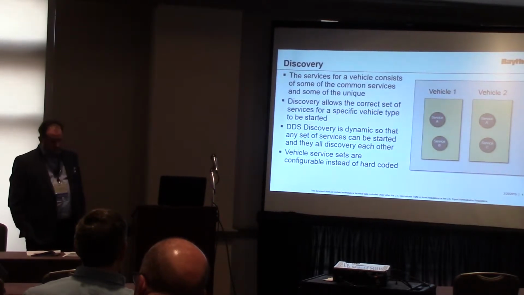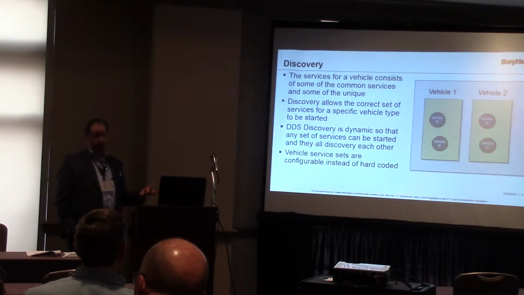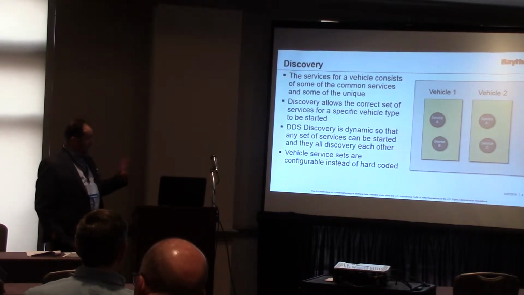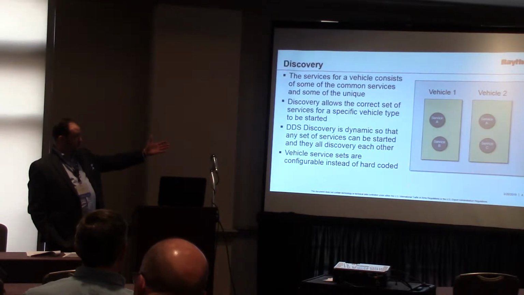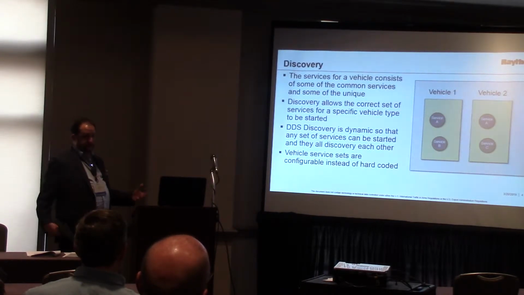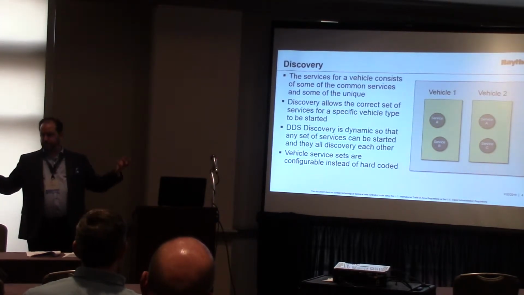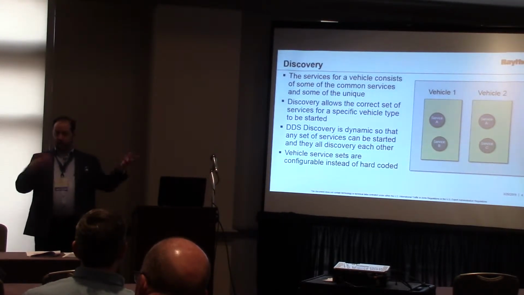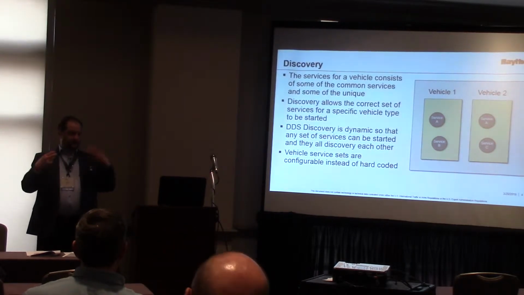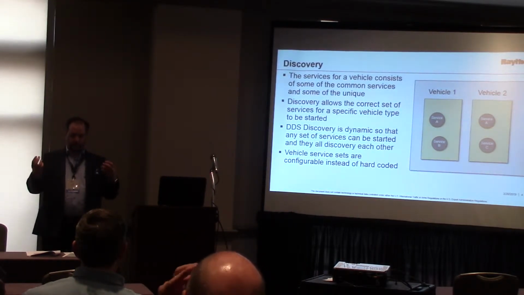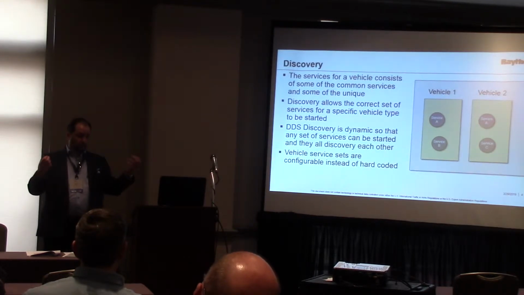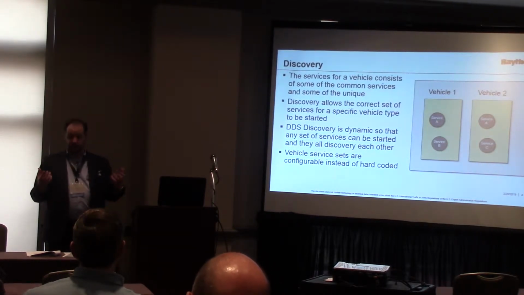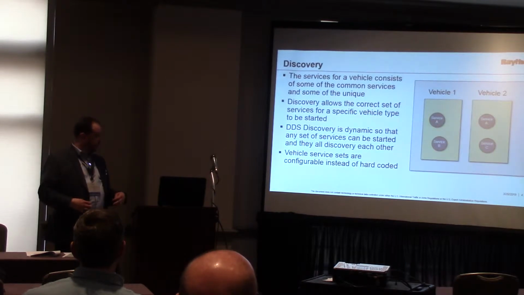So the first thing we'll talk about is discovery. And as we've talked about, we have two different vehicles here. One vehicle's using service A and B, the other one's using A and C. What discovery gives us the ability to do is, when all of those services come up, it doesn't matter what set of services we start, they all just use DDS discovery, they find each other, they set up communications with each other. So it gives us a very flexible way to start the system up and allow everything to find and communicate with each other.